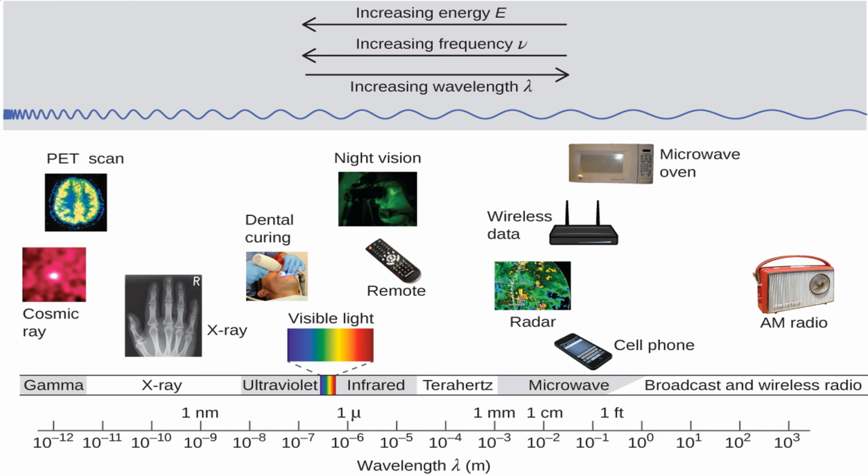So here is our EM spectrum right here, the increasing energy and the increasing frequency as we come through, and the decreasing of the wavelength. This is a really good diagram, and you can see different uses for those wavelengths.